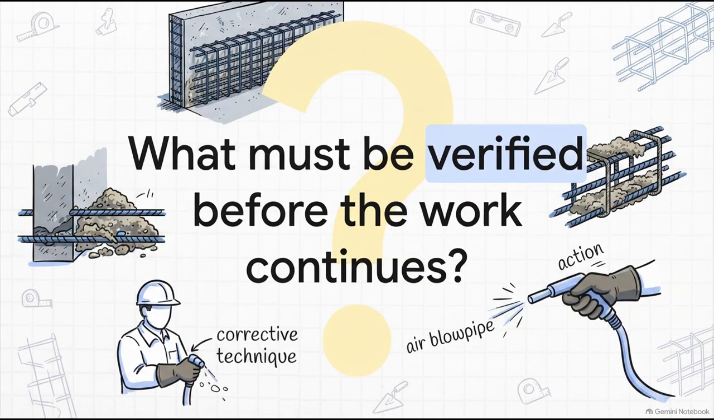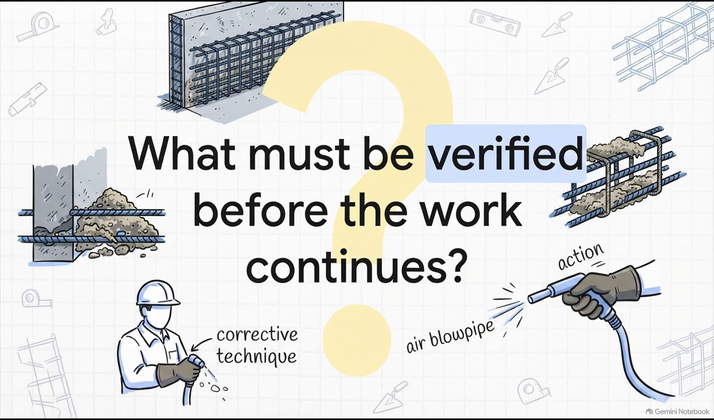Let's run through a quick field scenario to test this out. Picture this. You're watching a crew shoot a heavily reinforced wall. You notice loose rebound piling up at the base, right between the front and rear rebar layers. Or maybe you see the front face of the reinforcing cage is just heavily coated with overspray from an earlier pass. What do you, the inspector, need to verify before work continues?